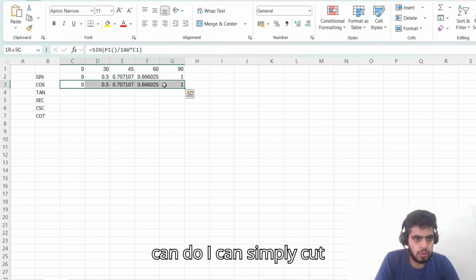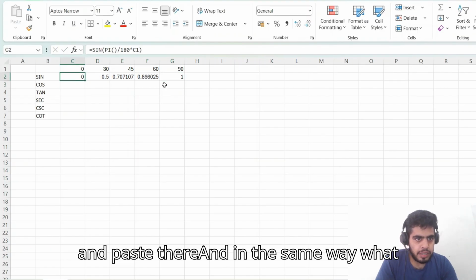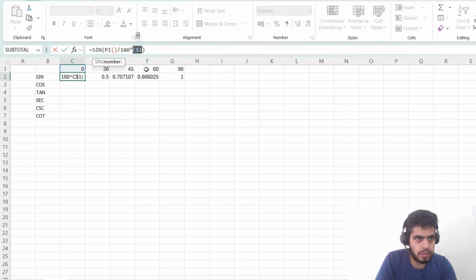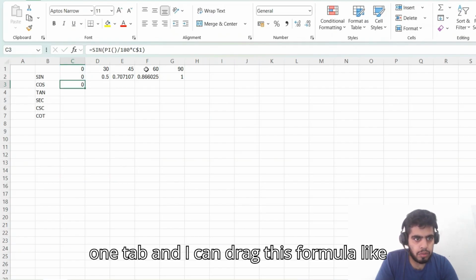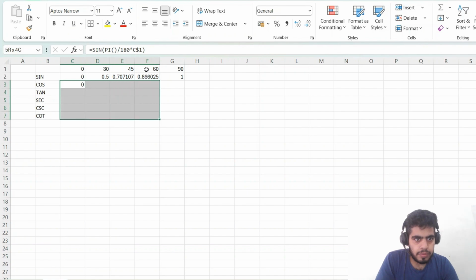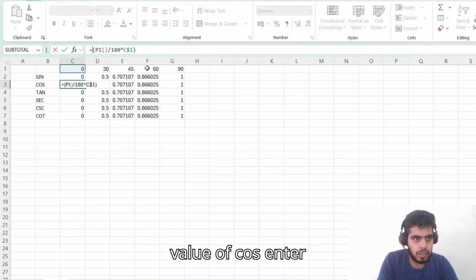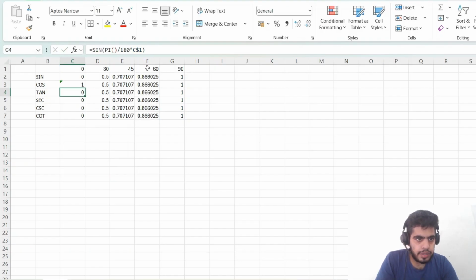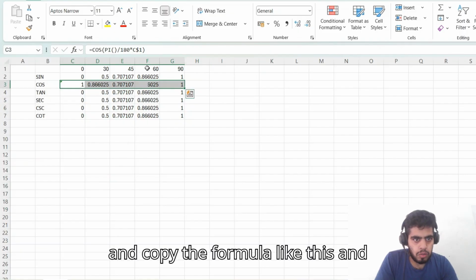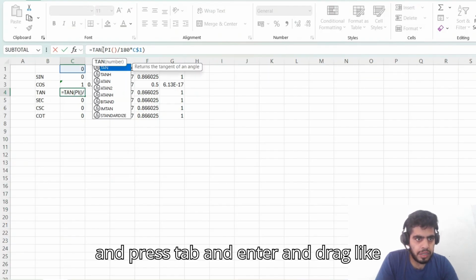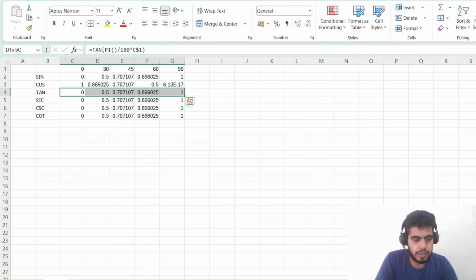Now what I can do, I can simply cut and paste there, and in the same way I can freeze the one tab, and I can drag this formula like this, and I can simply give the value of cos, enter, and copy the formula like this, and here I can take the value of tan and press tab and enter and drag like this.